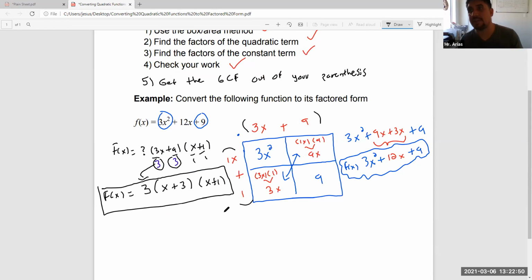And now at this point, ladies and gentlemen, you're officially done with this factorization problem. And you turn this function from standard form to factor form.